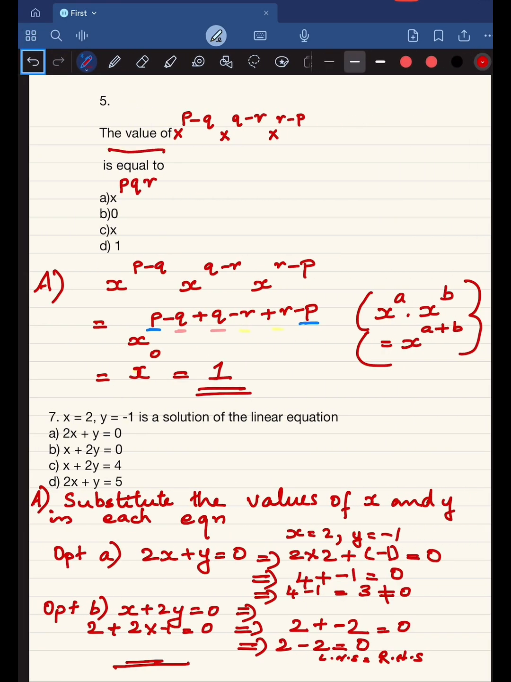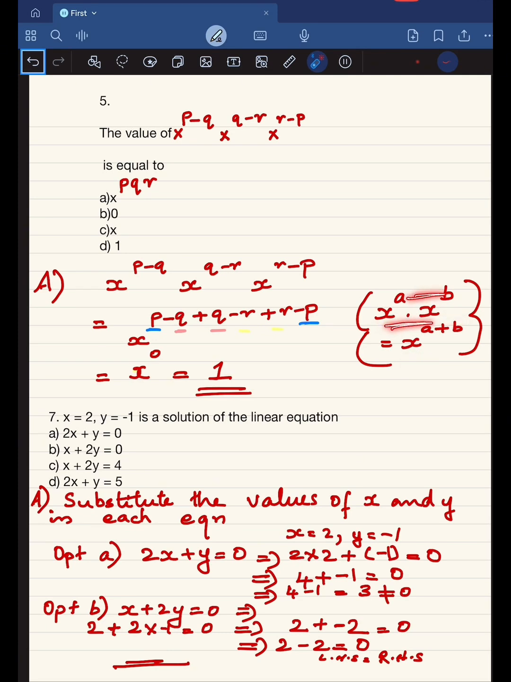The value of x raised to p minus q into x raised to q minus r into x raised to r minus p is equal to what? Okay, so we have to find the value of this expression. So here the operation is multiplication. Okay, so we know x raised to a into x raised to b is equal to x raised to a plus b.